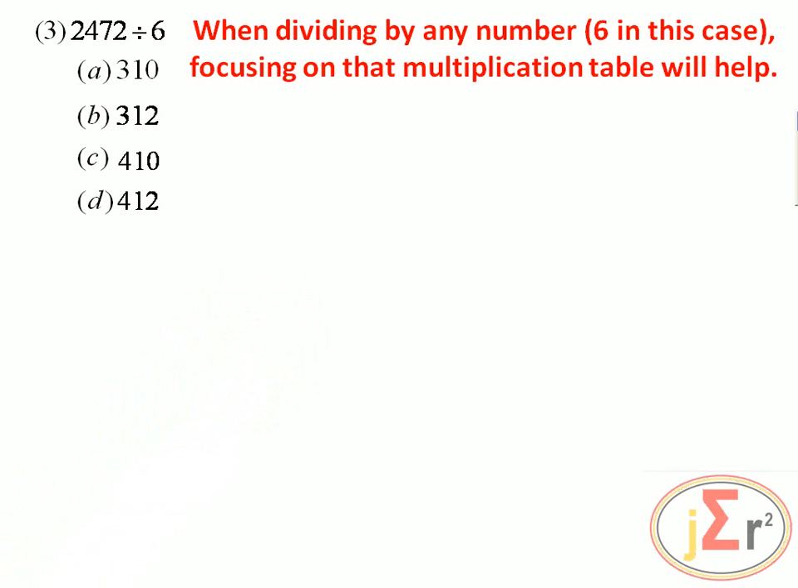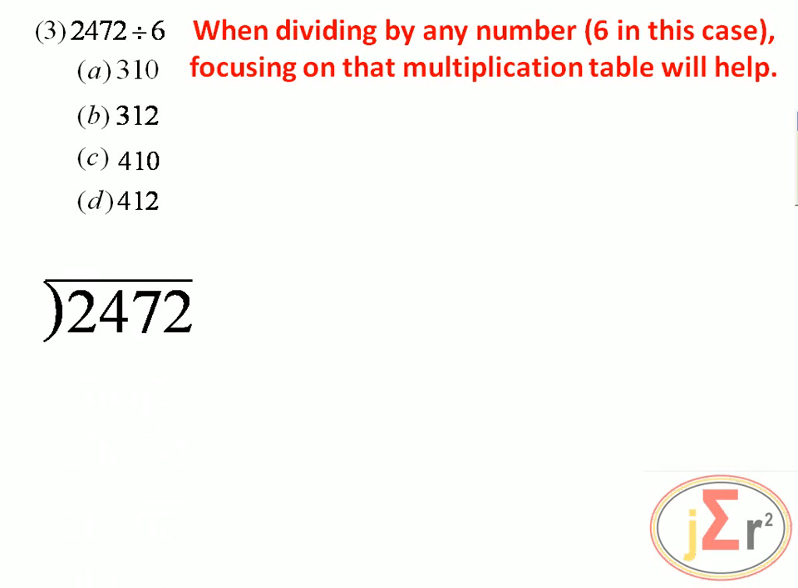Why are they all gone? Because I do not want you to be dependent on something on the screen when you should be all sharp on your multiplication tables. So we have 2,472, and that we need to divide by 6. And the answer is 412.